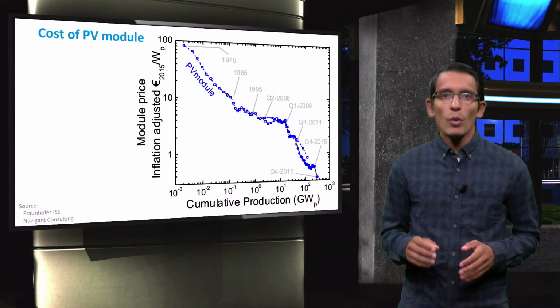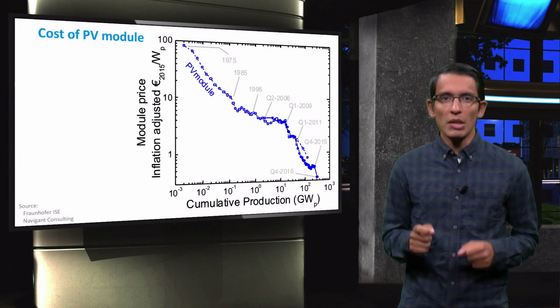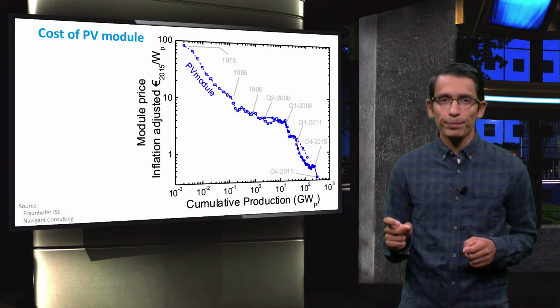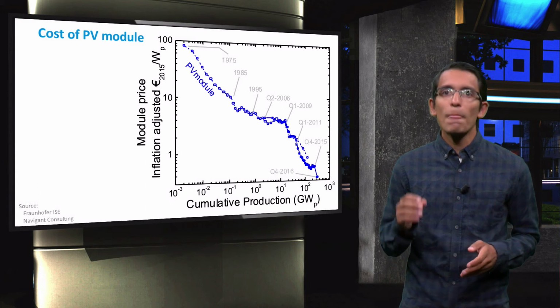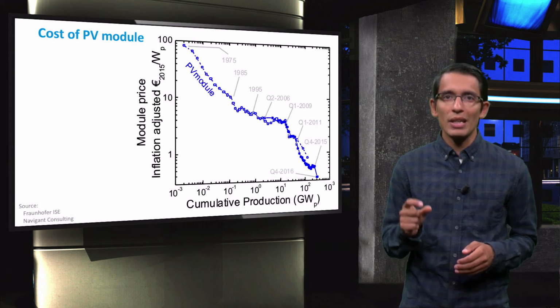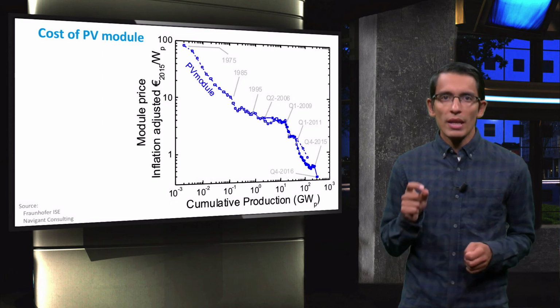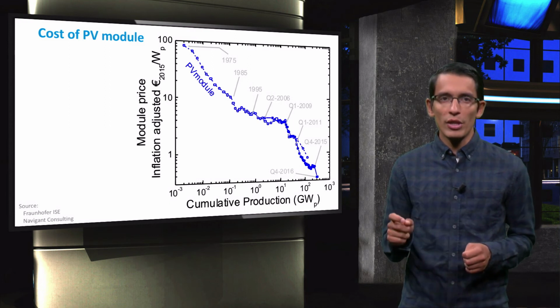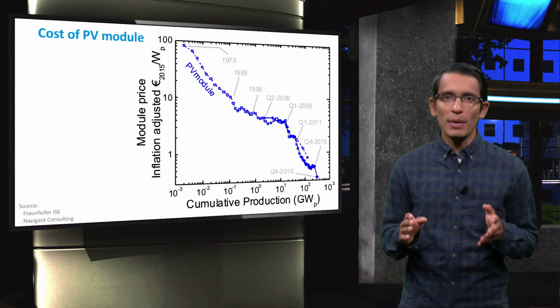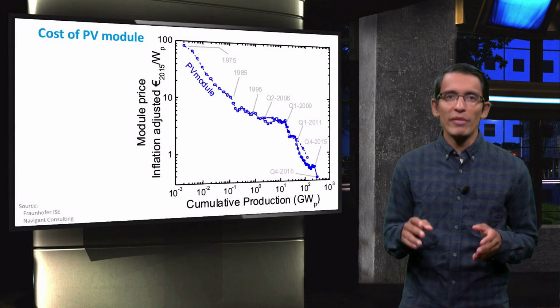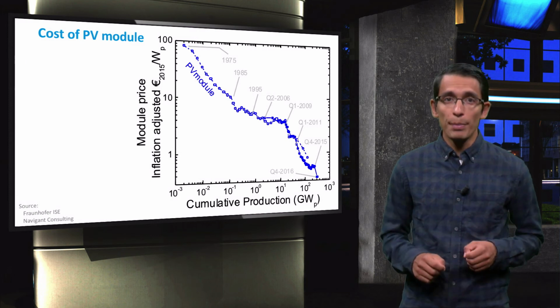In this graph, we have the average global sales prices of a PV module in inflation-adjusted euro per watt peak. The sales price is plotted against the cumulative production in gigawatt peak. Important to note is the sales prices, discounting some fluctuations, follow a largely exponential decay. Currently, the average retail price of PV modules is below 30 cents per watt peak.